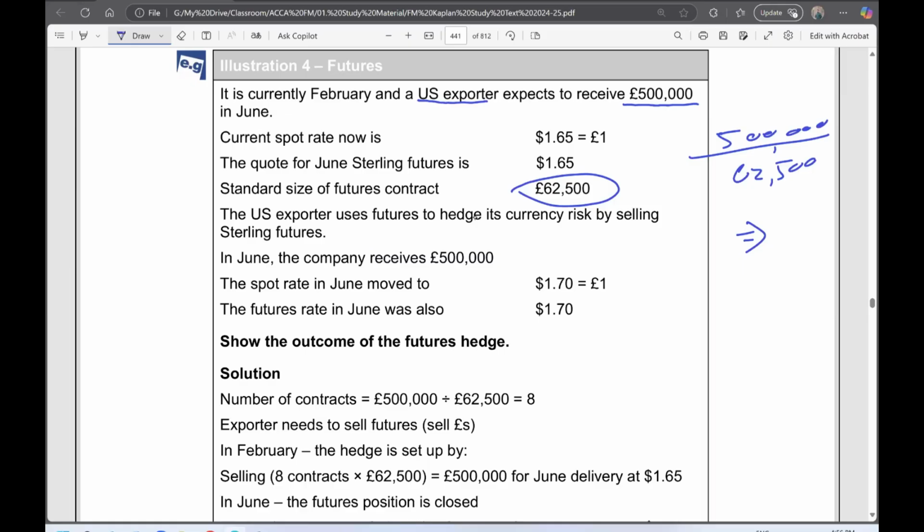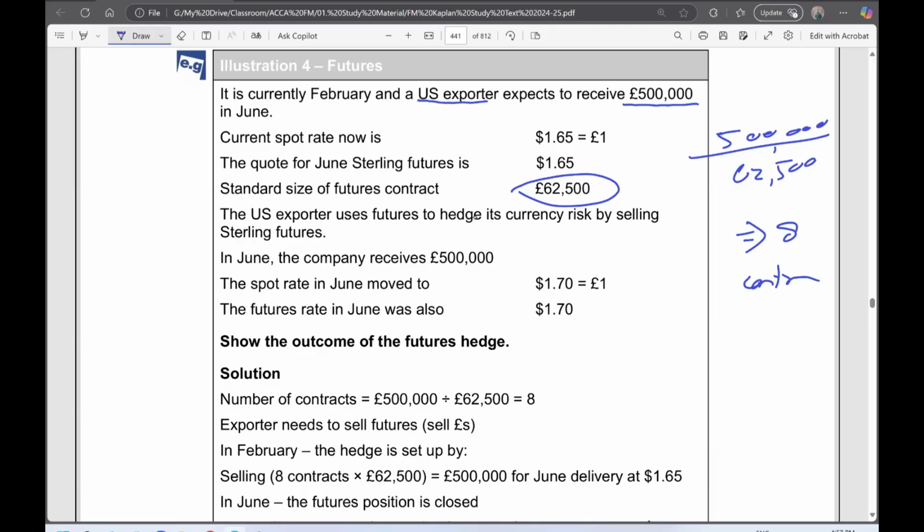See, is it coming out exactly? By the way, it is an easier question, so it should come out as an exact amount. 500,000 divided by 62,500 is 8 contracts. So to hedge this using the currency future, we will go to the exchange today and buy 8 contracts. If it's a receipt case, we will sell 8 contracts. If it's a payment case, we will buy 8 contracts, for your understanding.